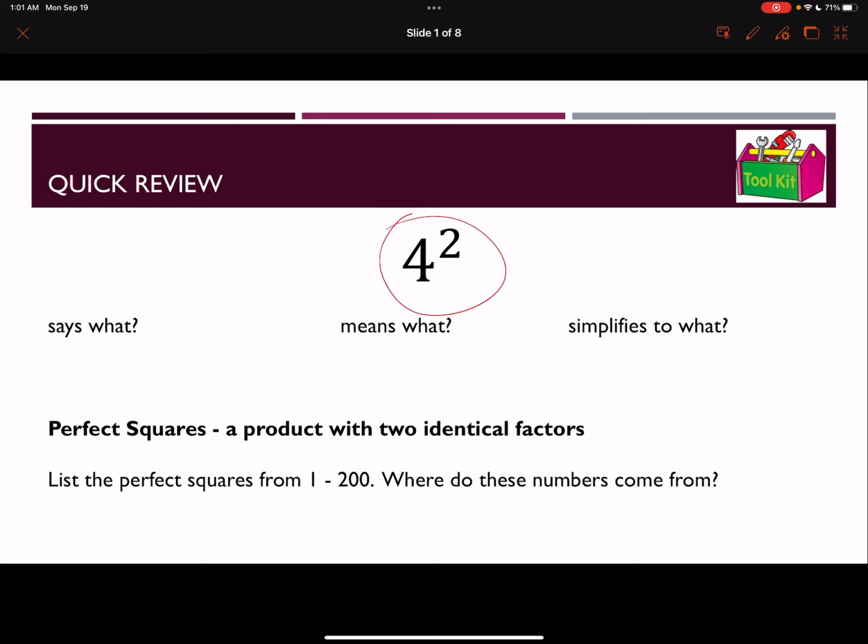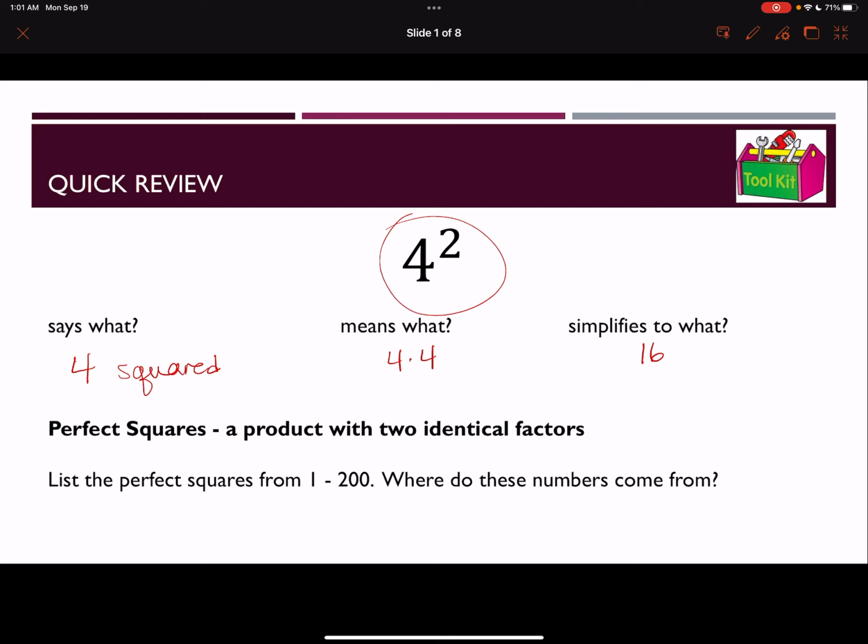This here says 4 squared, or you could say 4 to the second power if you wanted to. And it means 4 times 4, which simplifies to 16. So, definition, a perfect square is a product with two identical factors.